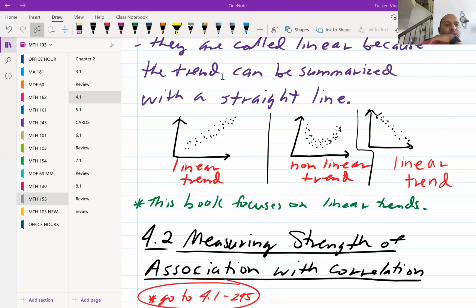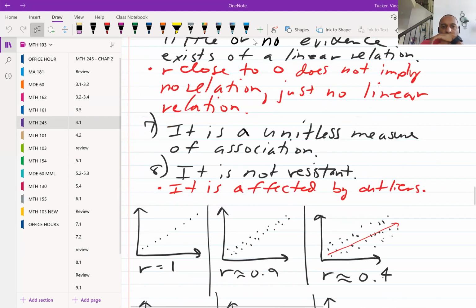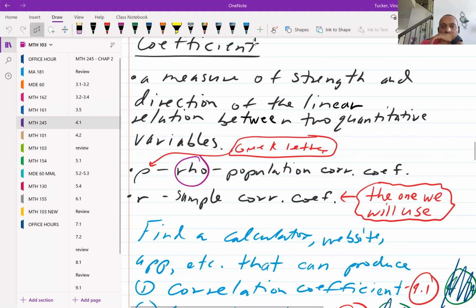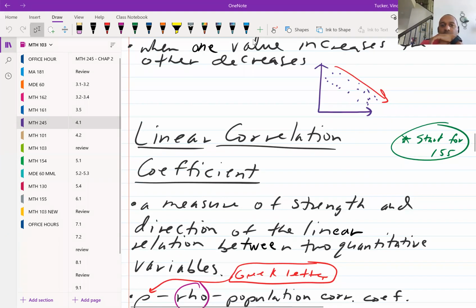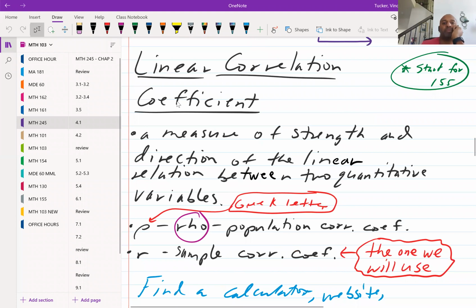Not a problem at all. So let's go to correlation coefficient. Our linear correlation coefficient is a measure of strength and direction of the linear relation between two quantitative variables.